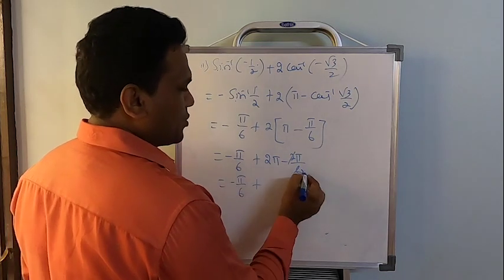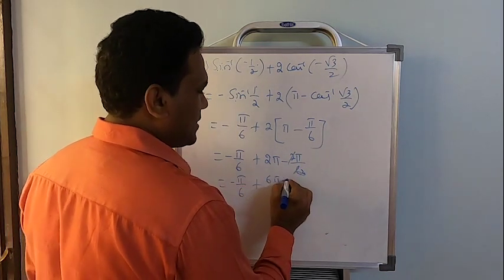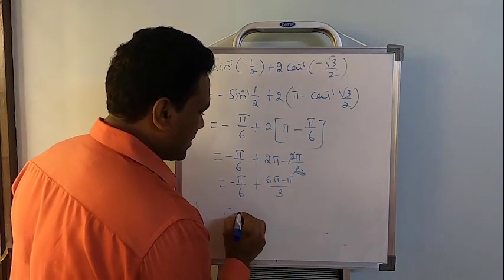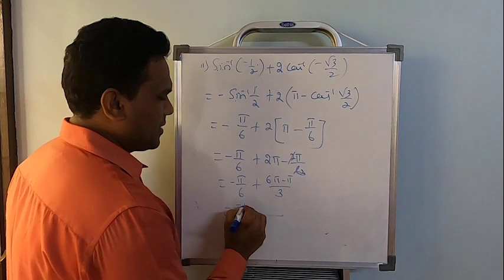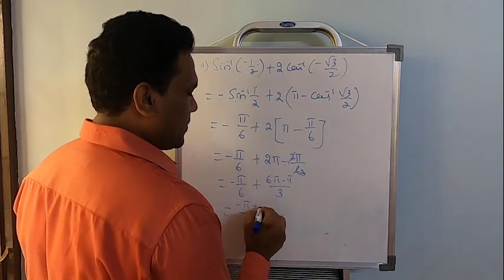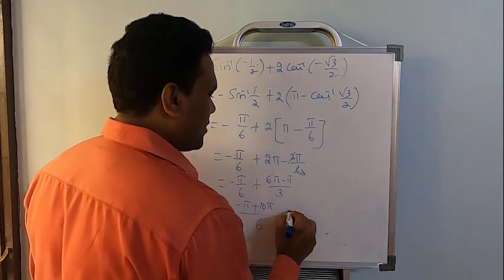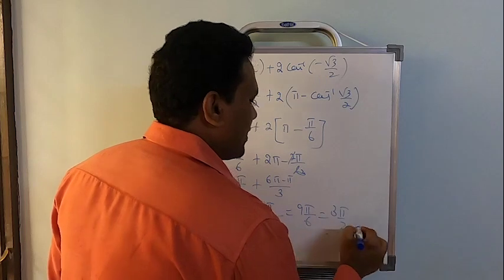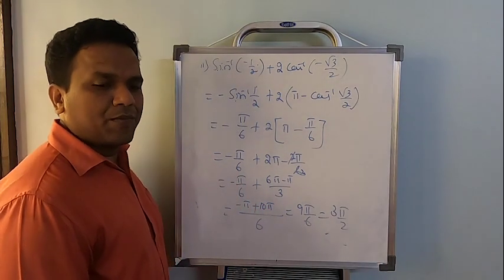You can eliminate this. Let's go for further simplification. Minus pi by 6. On taking LCM, this will be 6 pi minus pi by 3. Let us take LCM further. Now this is going to be 5 pi multiplied by 2, that's going to be 10 pi, or it's going to be 9 pi by 6, or 3 pi by 2. That will be the simplest form.